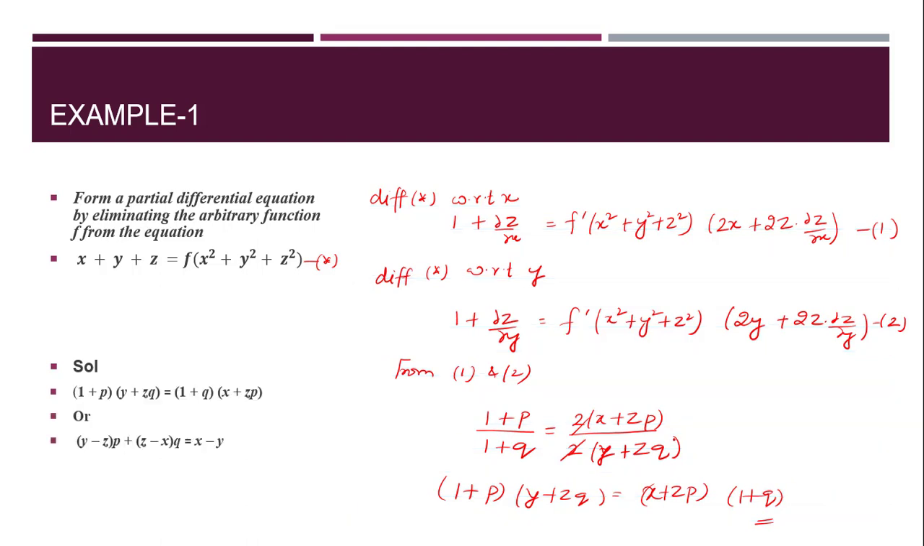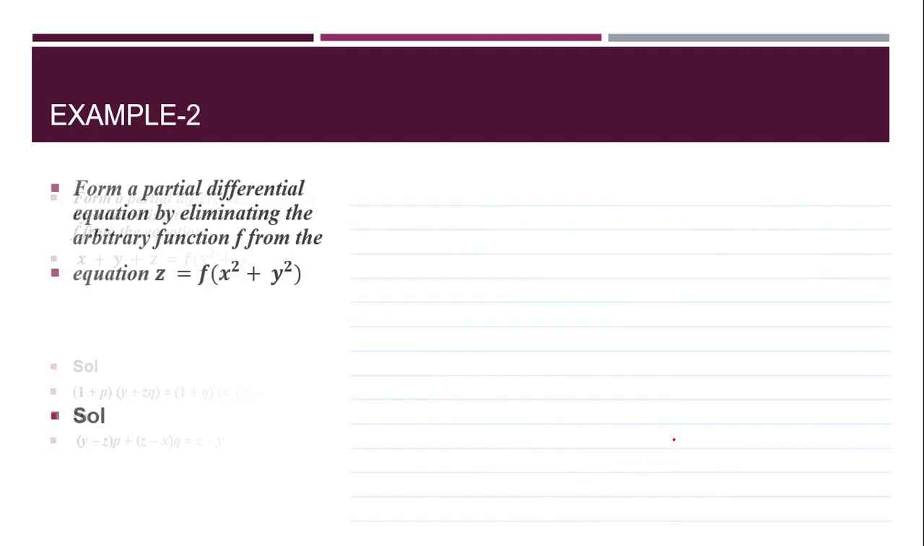So here we can see the answer. It's the same. One in the form I am getting, and another is the simplified form. Both are right. Let's start with another example. Here we are getting z is a function of x square plus y square. So be sure to pause the video and try it by yourself. I think you can do it.